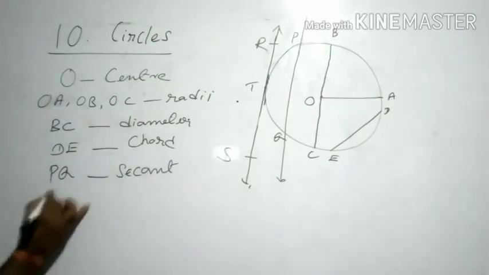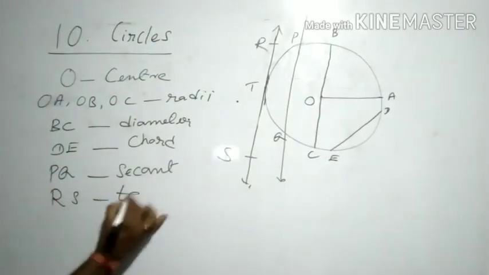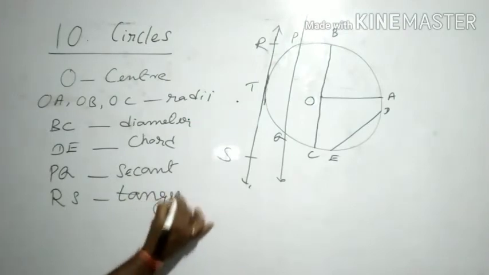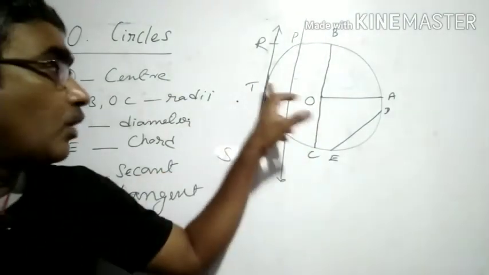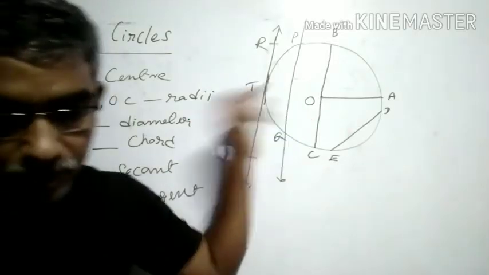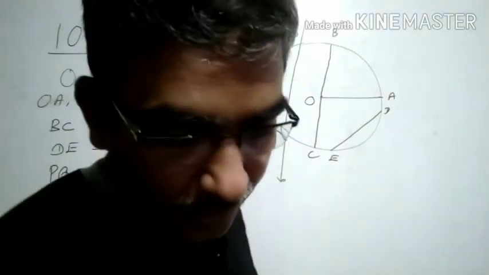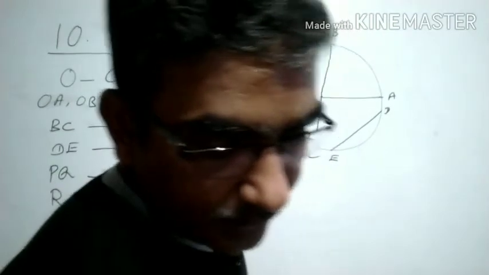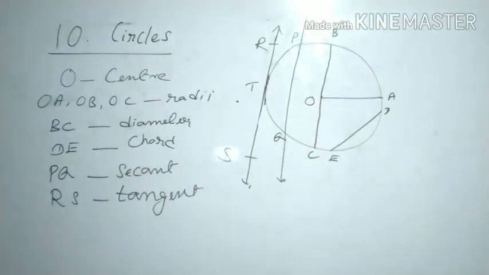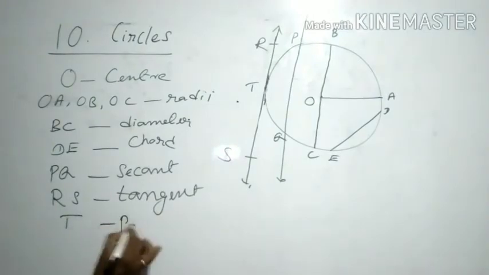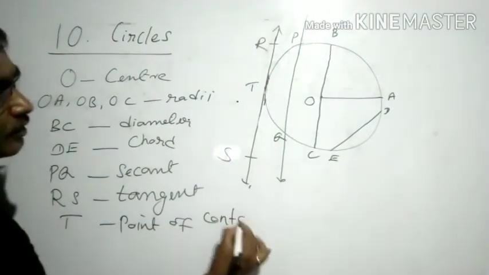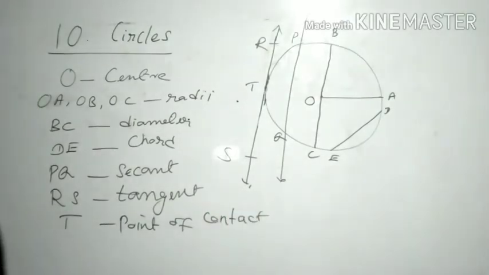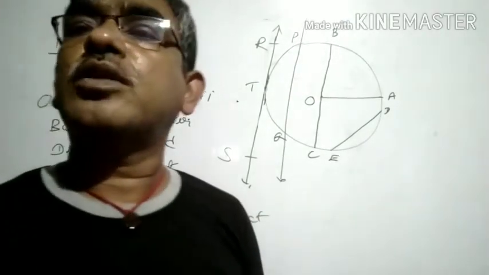Okay, now what is RS? RS we'll call a tangent. A tangent is a line which is intersecting a circle at only 1 point. We can say a tangent to a circle is a line that intersects the circle at only 1 point. So what is T? T is called the point of contact, or we'll call it the point of tangency. Okay, let's go to the properties of circles.